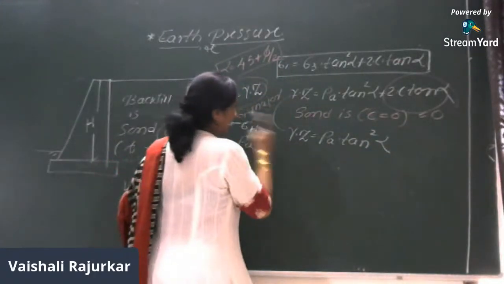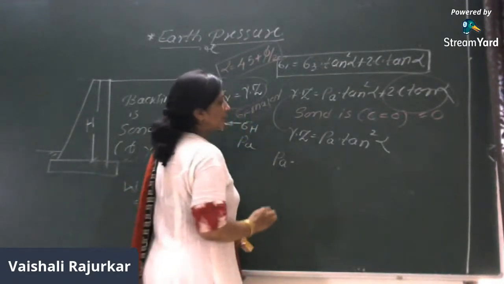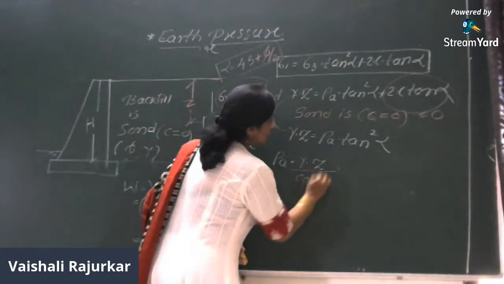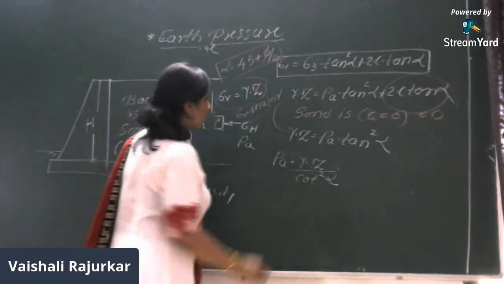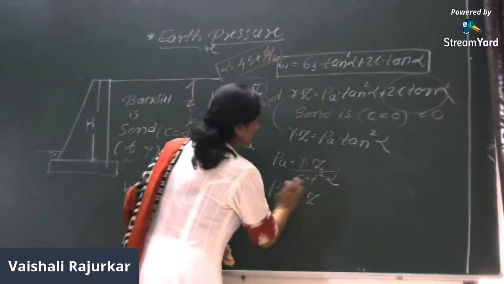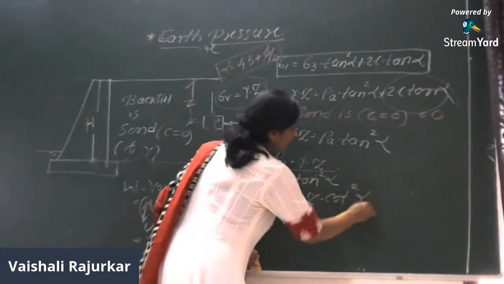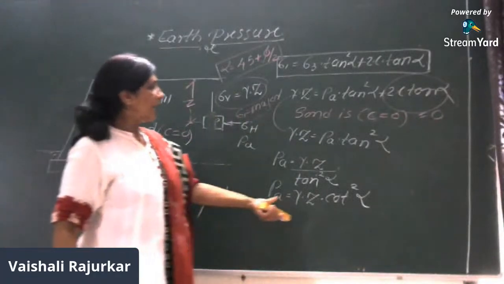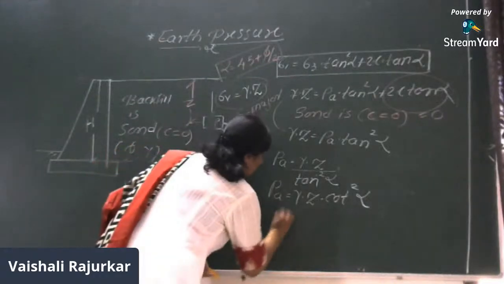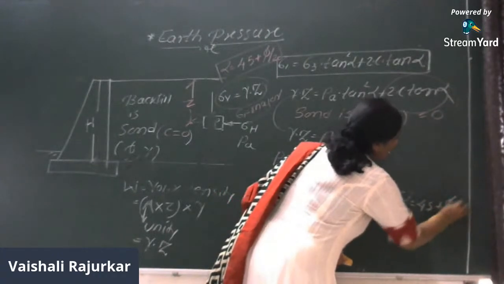Now we are interested to find out the value of PA. So here it will be PA is equal to gamma into Z upon tan square alpha, and it will be cot square alpha. So here I'll take alpha is equal to 45 plus phi by 2.